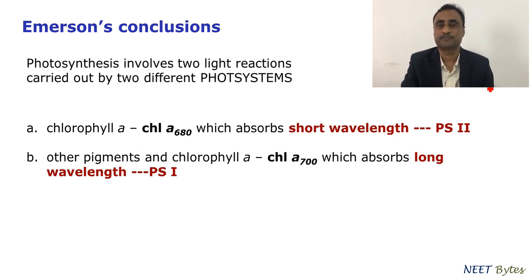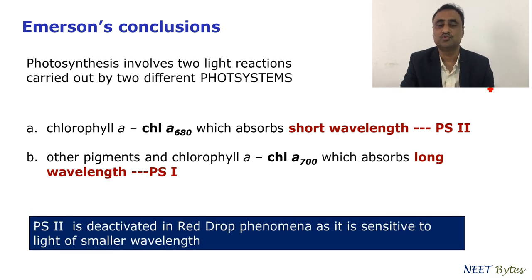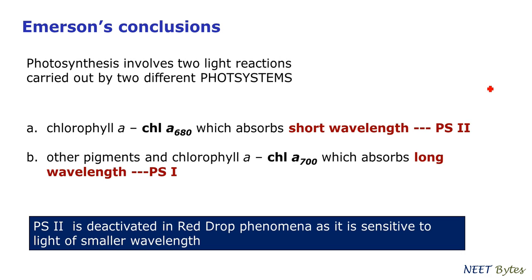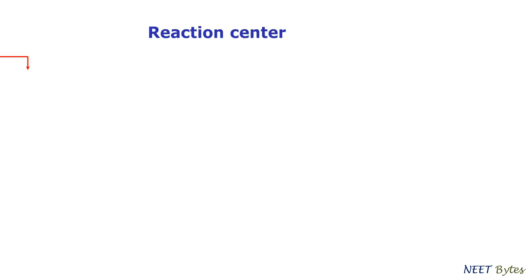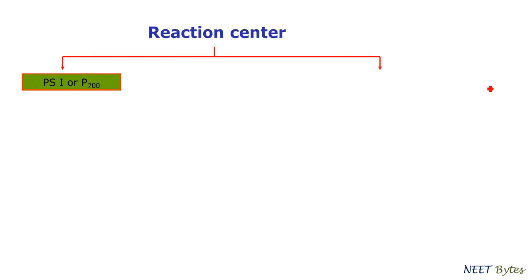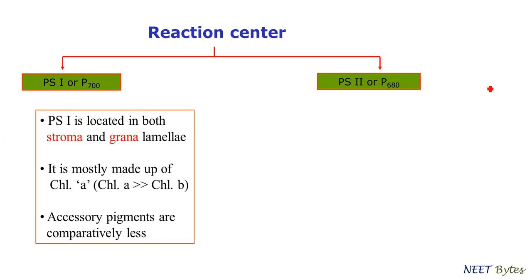Okay. Now let's talk about the two different types of reaction center or photosystem. So PS1 or P700 and PS2 or P680, these are the two reaction centers, right? And PS1 is located in both granal as well as stromal lamellae, and it mainly consists of chlorophyll a. Chlorophyll b is also present, but in a very lesser amount. So the larger quantity is of chlorophyll a, right? And here the accessory pigments are comparatively very less, right?